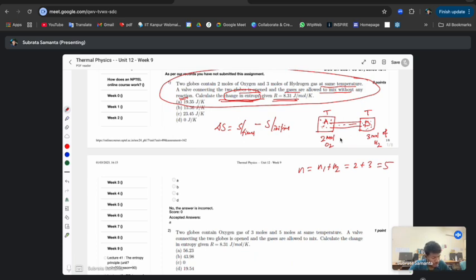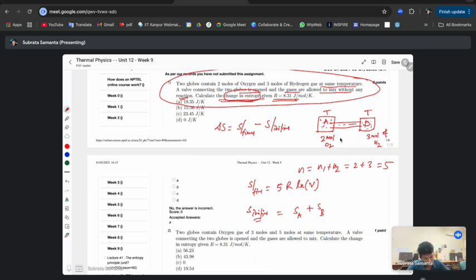Then your S final is basically 5 times R ln V, where V is the total volume. And what about S initial? Initially they have a difference, so S1 plus S2, basically SA and SB.